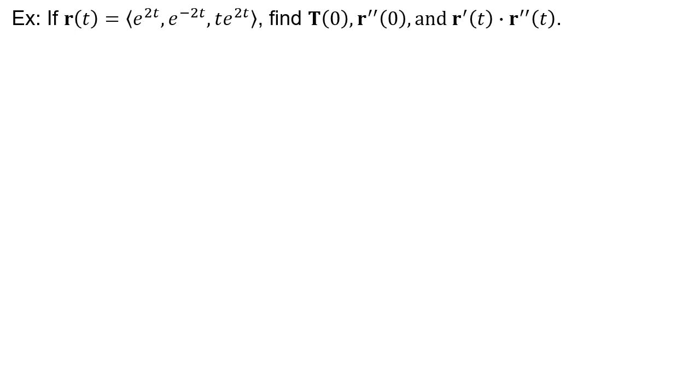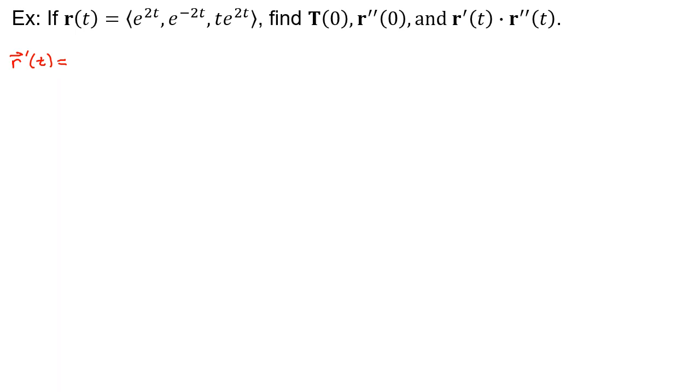Okay, a little bit different directions on this one. We have a vector, and we're going to find the unit tangent at 0, the second derivative at 0, and then we're going to find the dot product between the first and second derivative. So it doesn't ask you to find the first derivative other than the part with the dot product, but you're going to need it anyway. So let's go ahead and find the first and the second derivative.